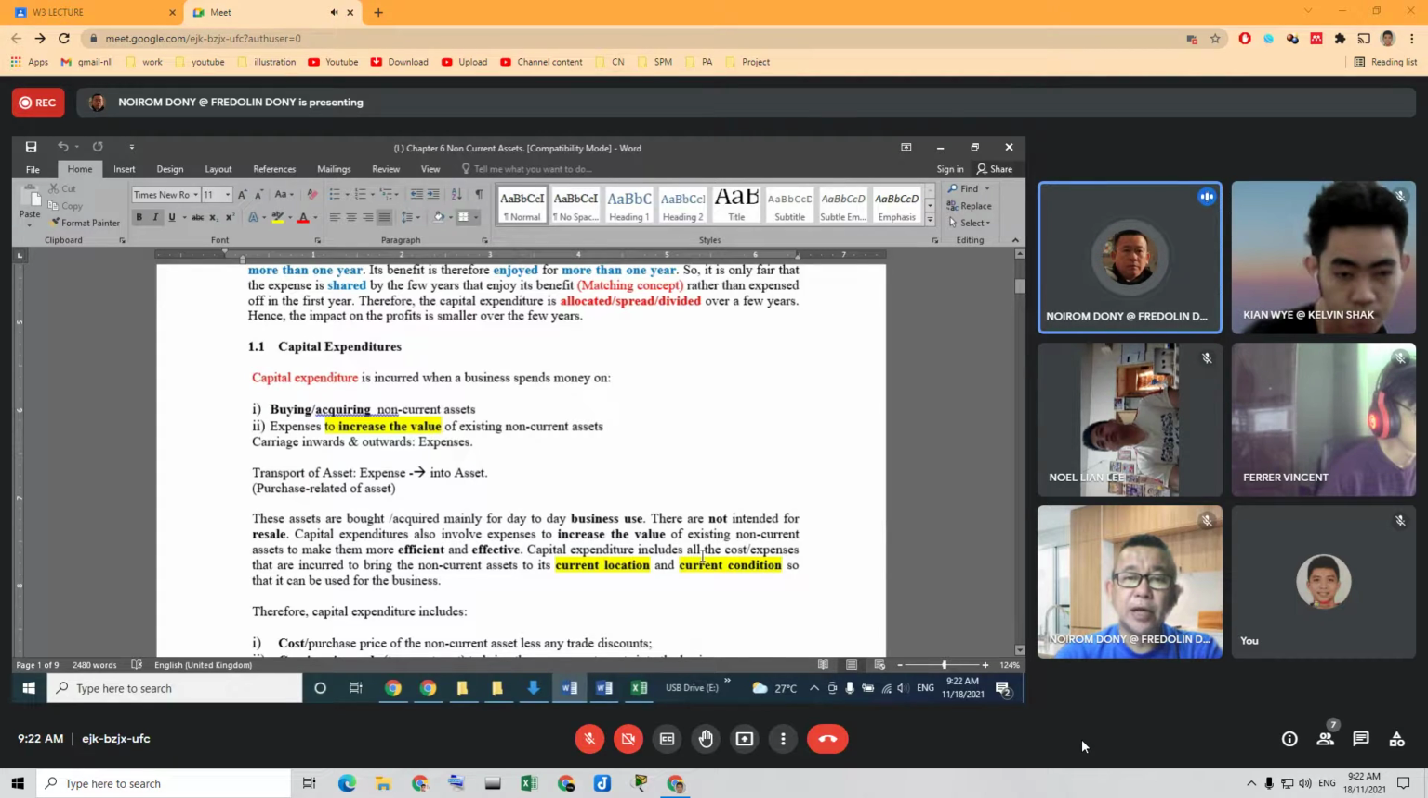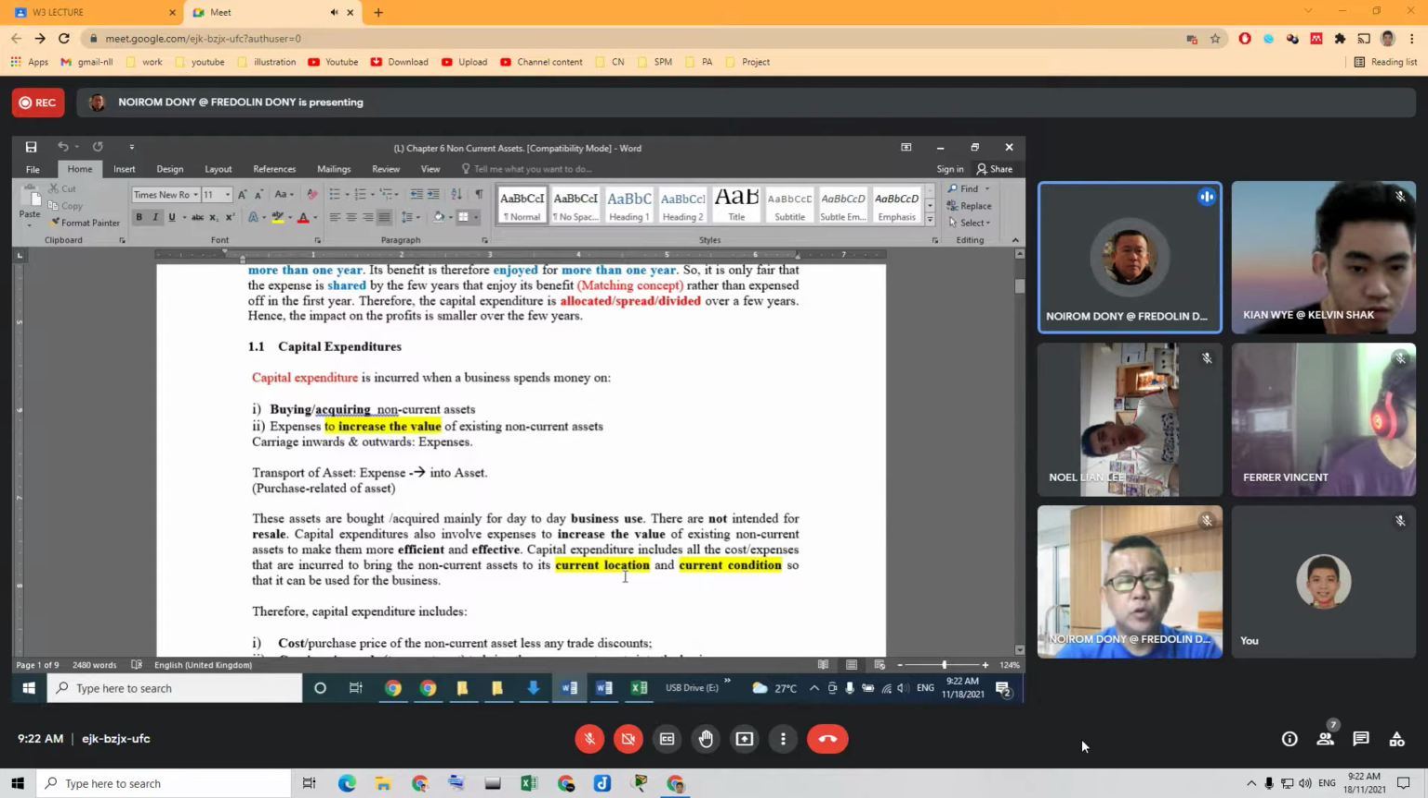So capital expenditure includes all the costs and expenses to bring the non-current asset to its current location, to its current condition, so it can be used for the business. So meaning any expenses or any related costs to bring that non-current asset to the current location or to the current condition. Current condition meaning making additional modification on the machinery. This is also considered as capital expenditure.